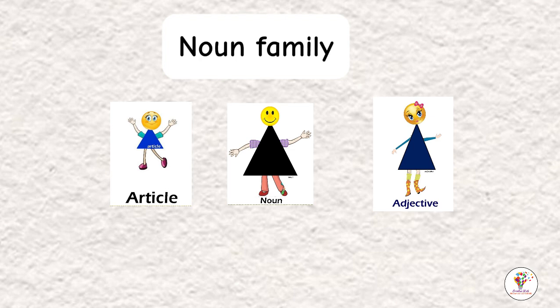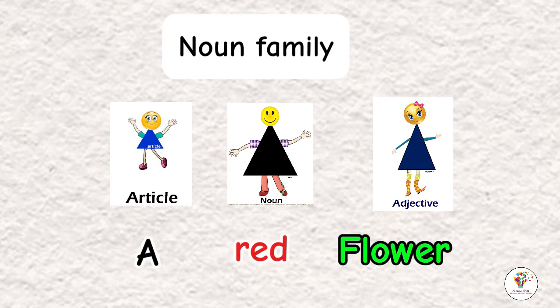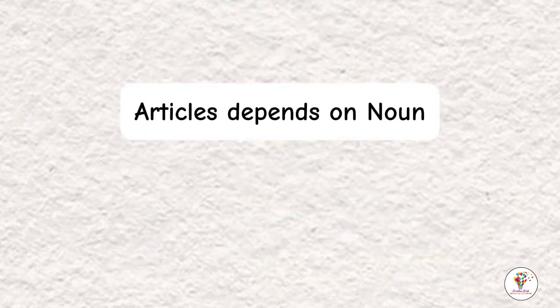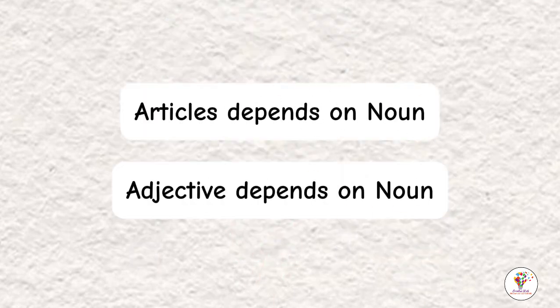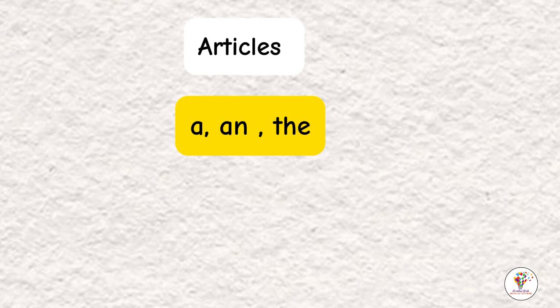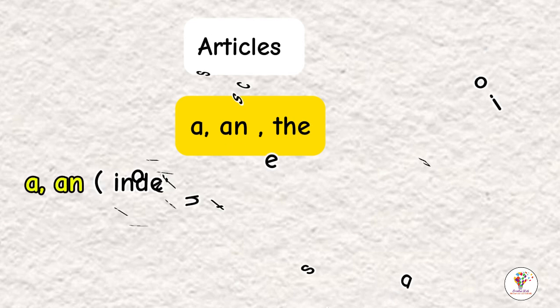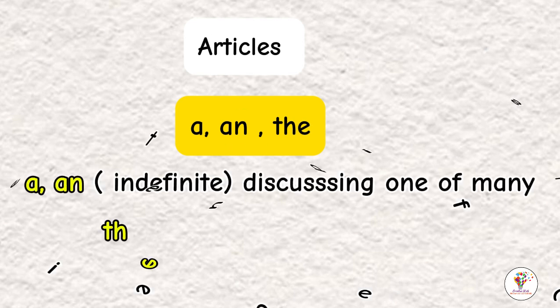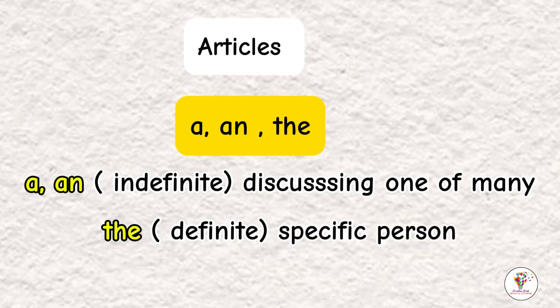Suppose a red flower. So article depends on noun, adjective depends on noun. So again and again you will repeat this previous concept with your child. Suppose you will repeat articles a and the, but tell its application. A and an are indefinite, and children, we always discuss a and an, the thing which is one of many, and the is a definite article which we use for a specific person.